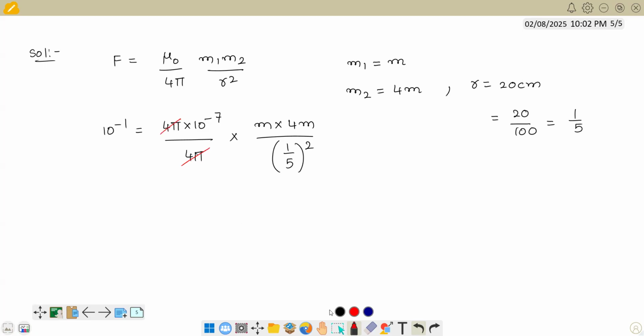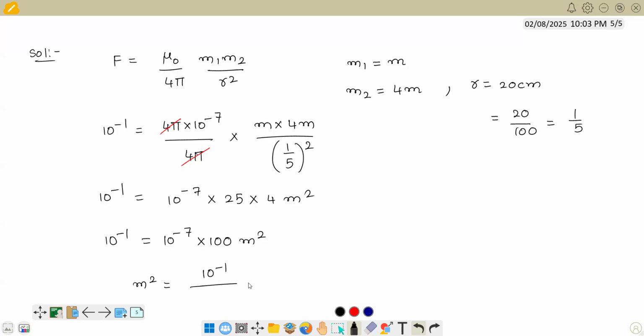Now I'll cancel these two. So I'll get 10 power minus 1 equals 10 power minus 7 into 5 square, which is 25, into 4, into m square. Now let us take 100. So 10 power minus 1 equals 10 power minus 7 into 100 into m square. So basically m square becomes 10 power minus 1 divided by 10 power minus 5. So you'll get 10 power 4.